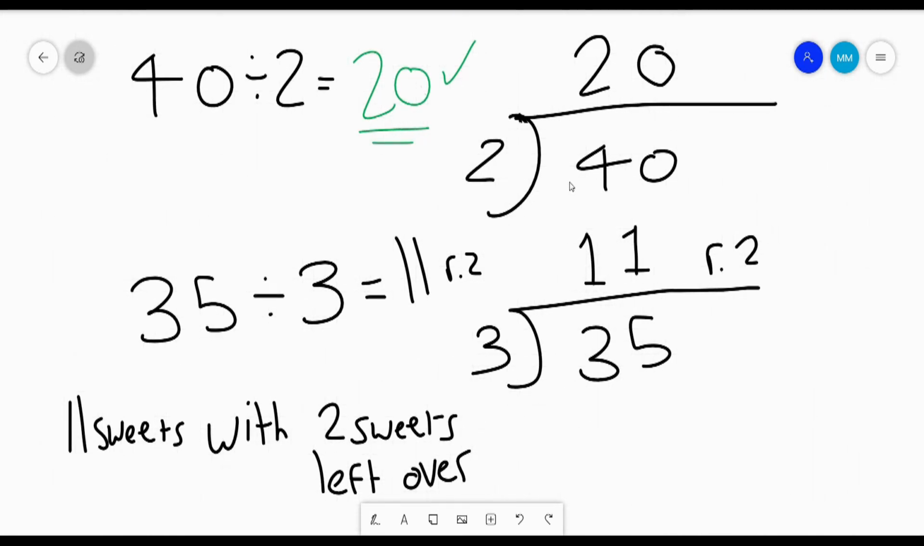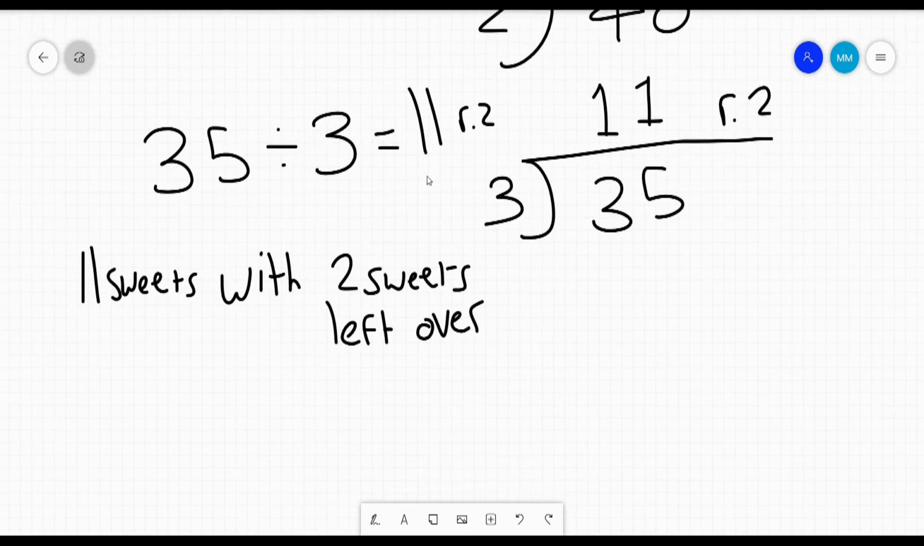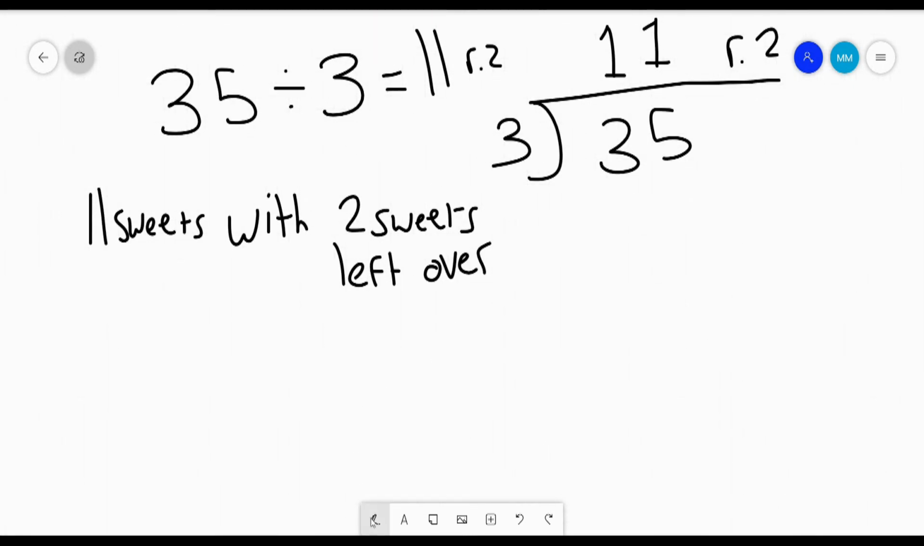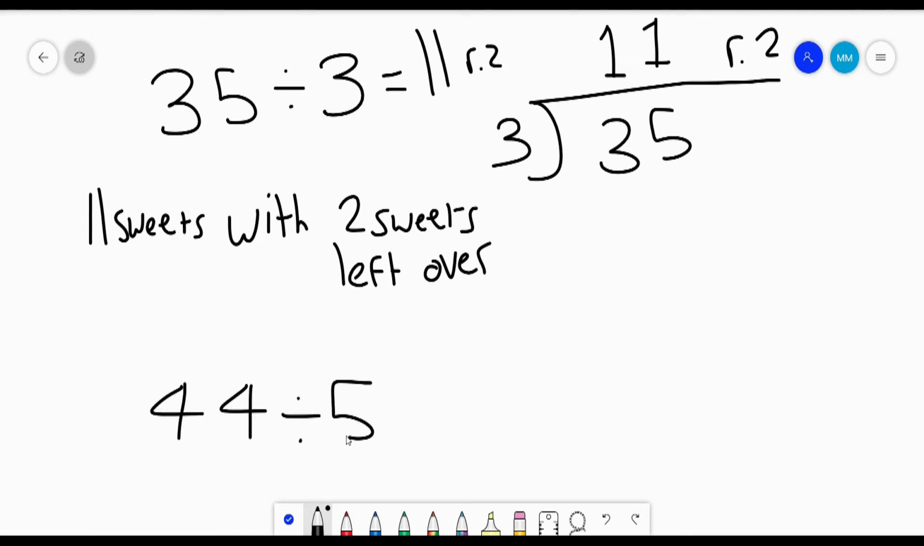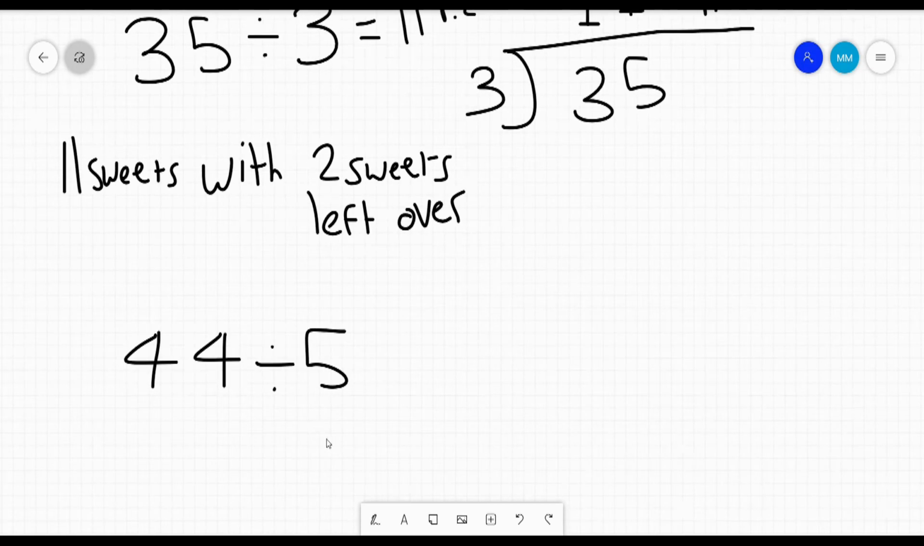So let's now do one where we get a decimal answer, not a remainder. So let's have 44 divided by 5. Actually, let's change that.